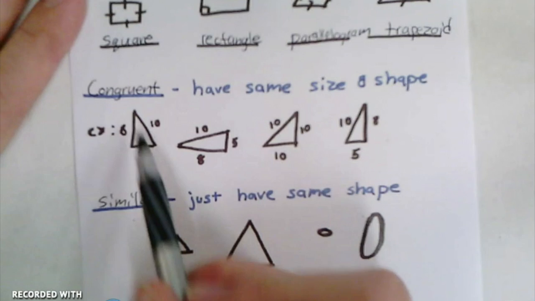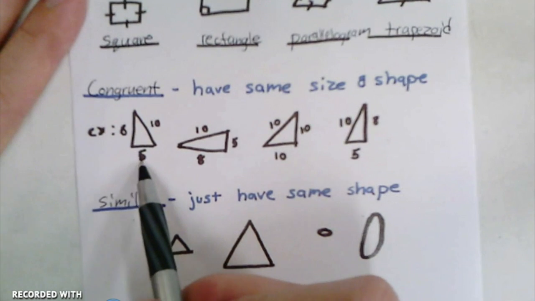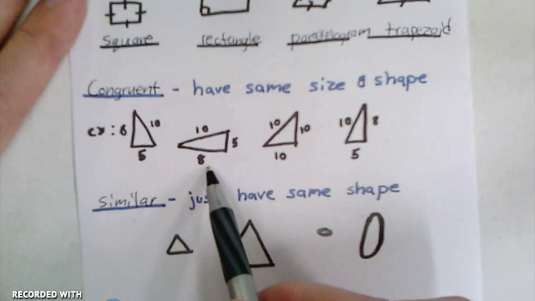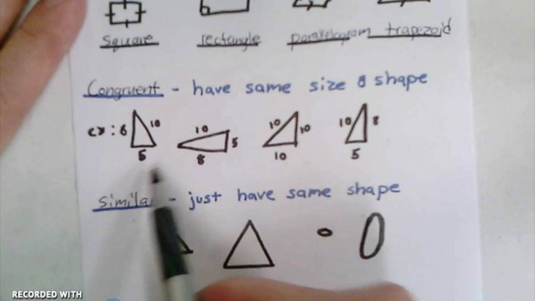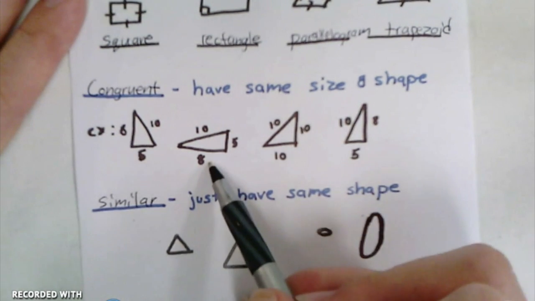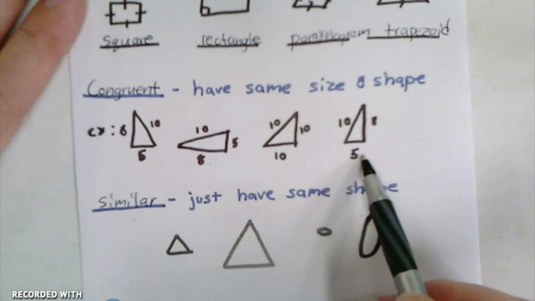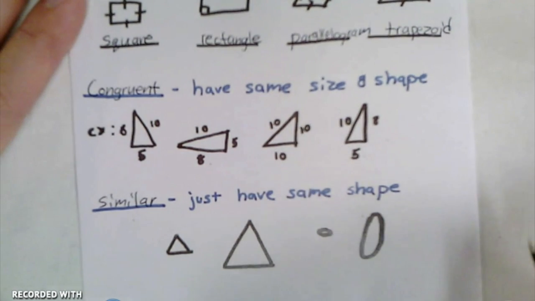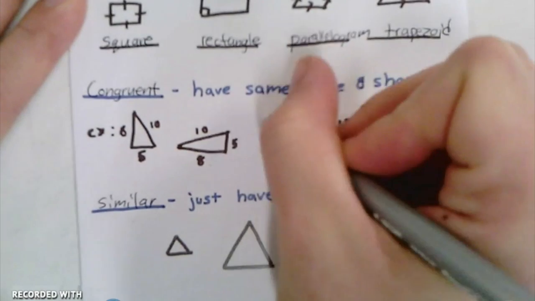Look at these figures. So this is a triangle with side lengths 5, 8, and 10. Even if I change the way that the triangle is positioned, it's the same triangle. So these are congruent to each other. Same shape, same size. What about this one? That one has a different shape to it. So that one is not congruent.